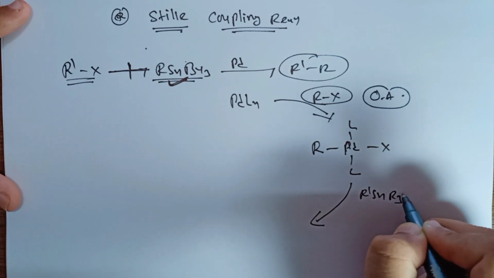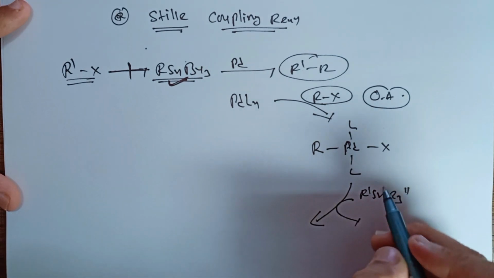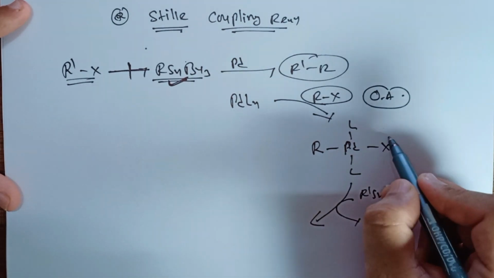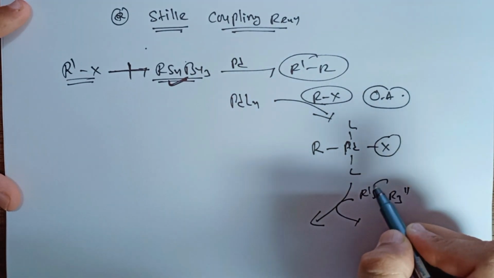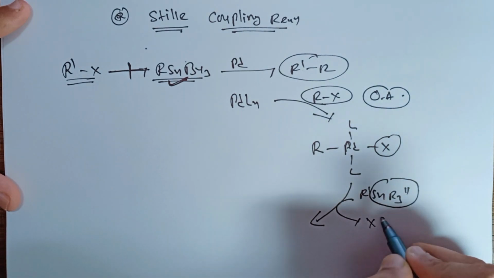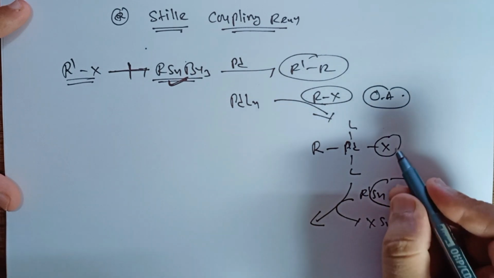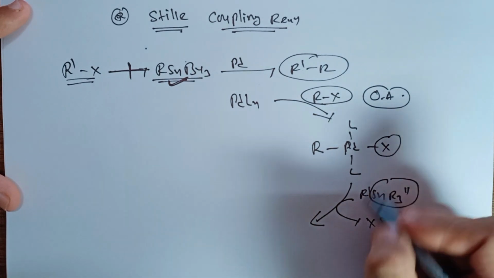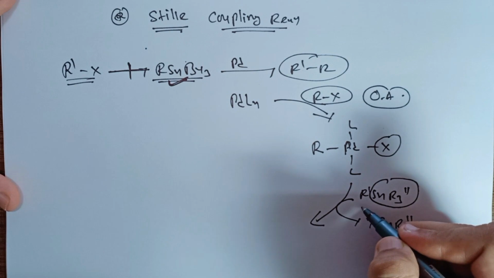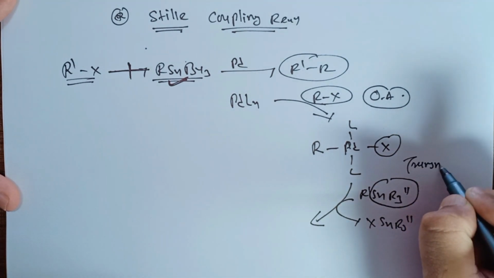SnR3 double dash. Now this tin derivative, one of the groups will be replaced over here. So there is X group that is replaced over here with the SnR3 double dash, that is XSnR3 double dash. So now this R dash group will be replaced over here. So this type of reaction is known as transmetallation reaction. Why is it known as transmetallation reaction?